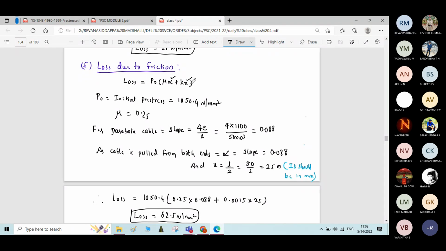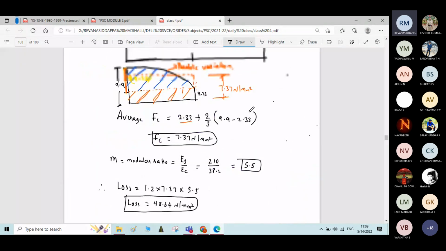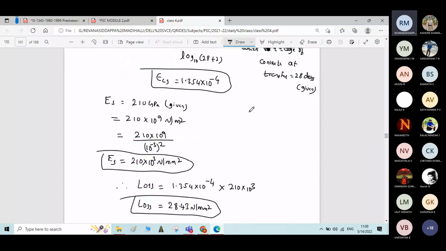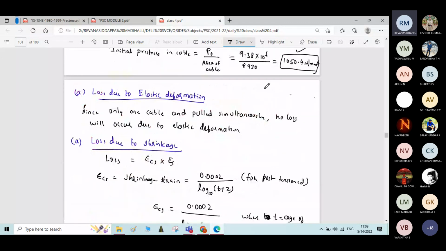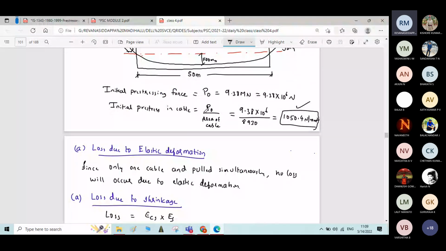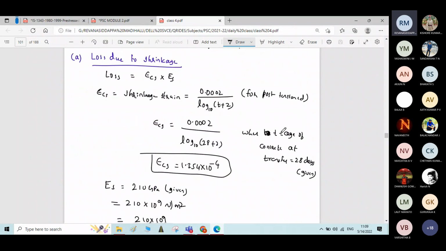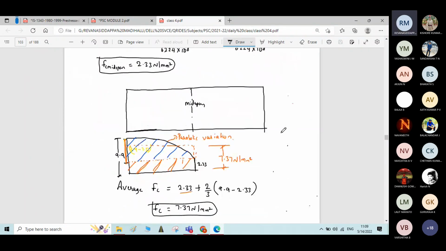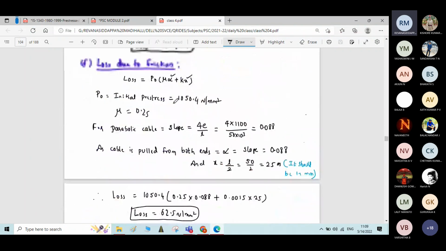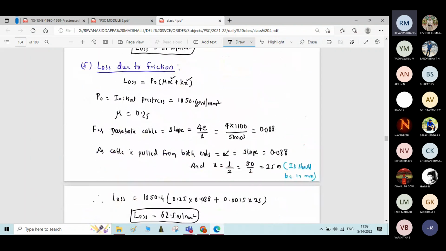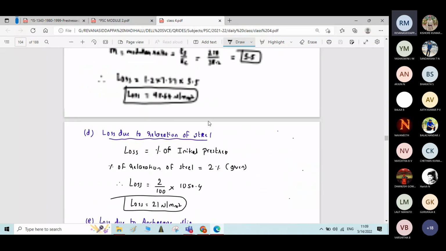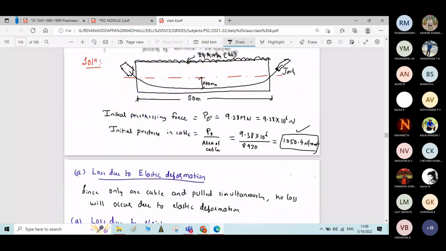Where P naught is the initial pre-stress that we calculated at the beginning of the solution. The initial pre-stress in the cable is equal to the initial pre-stressing force divided by the area of cable. Using that formula, we got 1050.4 Newton per mm square as initial pre-stress. P naught is known, that I have written here. And mu is the coefficient of friction, which is also given in the problem.